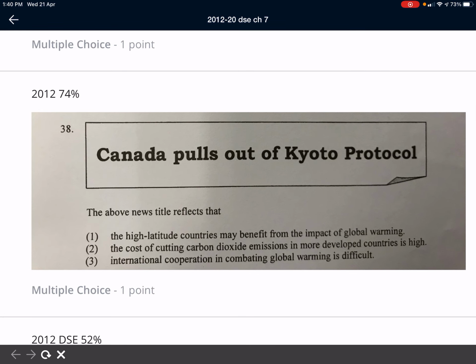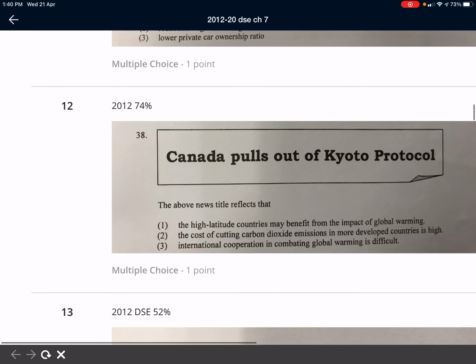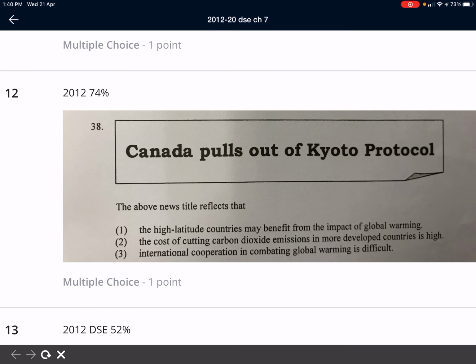Canada pulls out from the Kyoto Protocol. Number 12. Okay, the above news title reflected that the high latitude countries may benefit from the impact of global warming. Is it the case? I don't think so, because it's just about whether they are willing to join the Kyoto Protocol or not, and no matter whether they are joining or quitting, they are still suffering or enjoying the benefit or the problem of global warming.